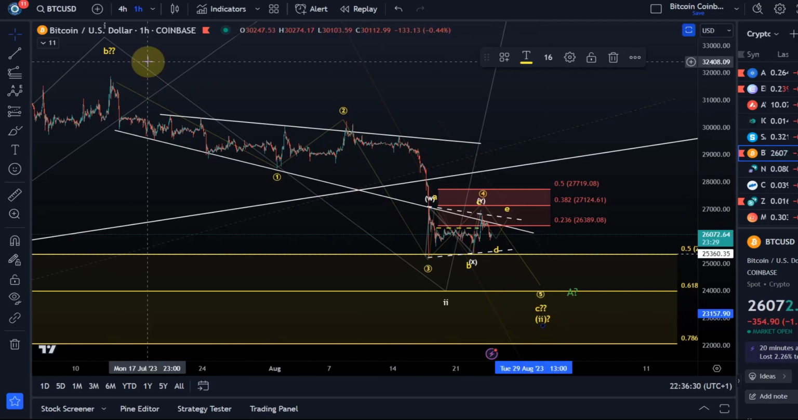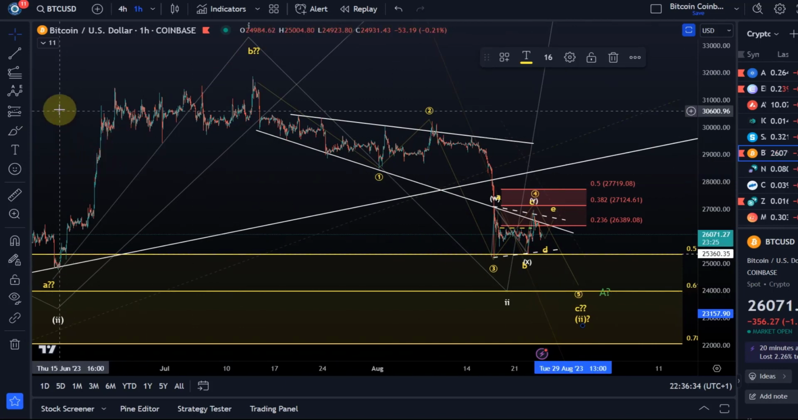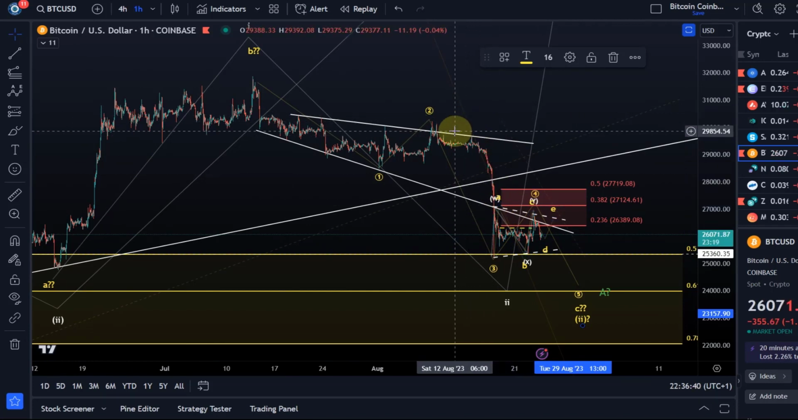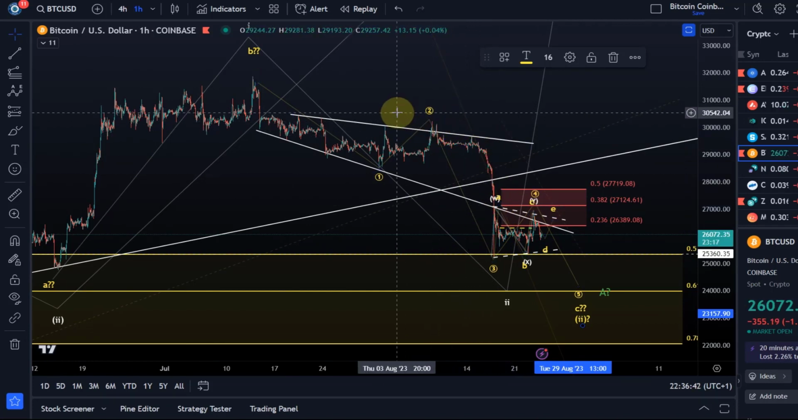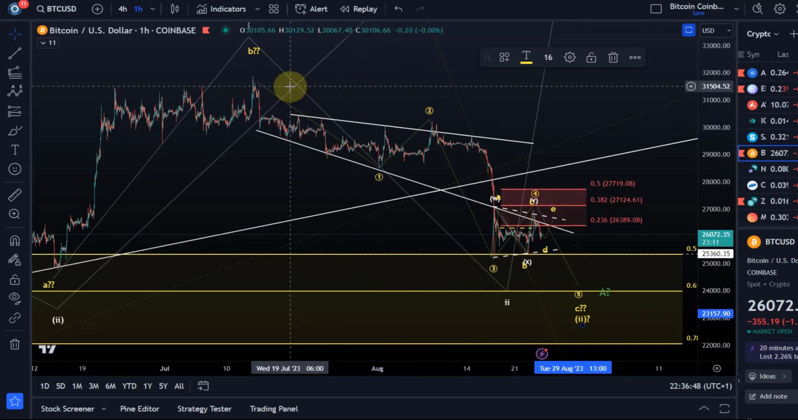It could be that instead of an ABC structure highlighted in yellow, it's actually forming a so-called WXY structure. I just have to repeat it all the time, because cryptos do that from time to time. It's just a characteristic of the crypto market. Other asset classes like the metals don't really like to form WXY structures.